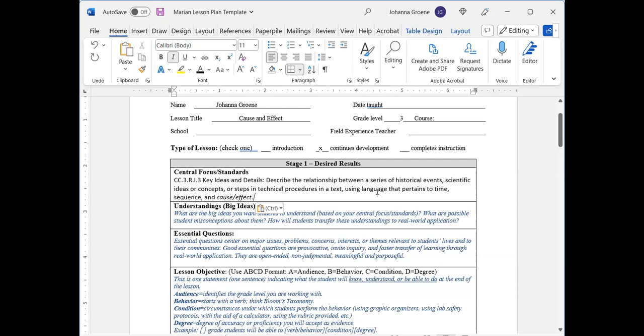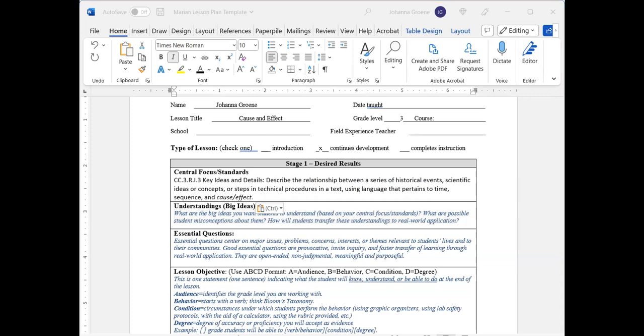Okay, so that's with the code, we're going to the relationship between historical events, scientific ideas, or concepts. So that's why we're using the science text, how to read informational text. Okay, so the big ideas, this is in your words. Explain, this is the end of the journey, right? This is where we want to go at the end.